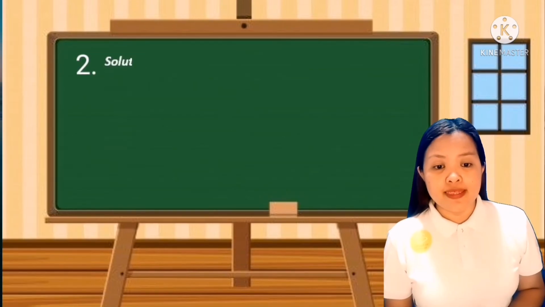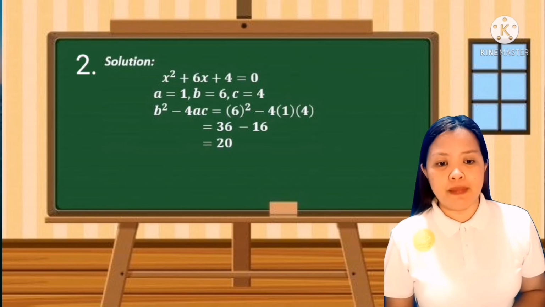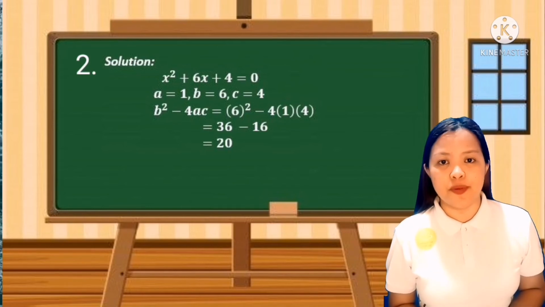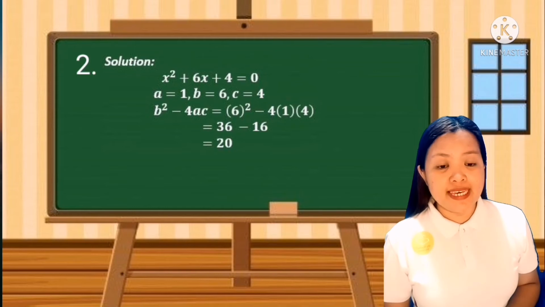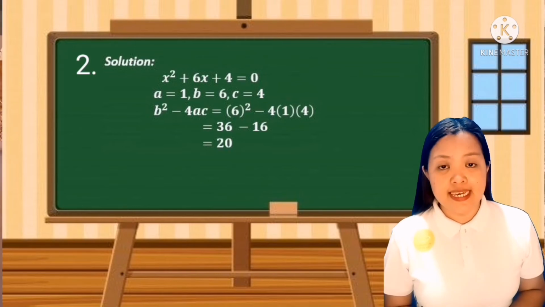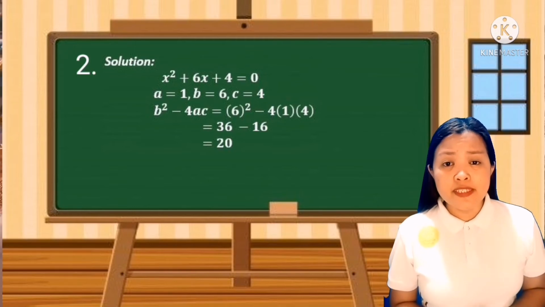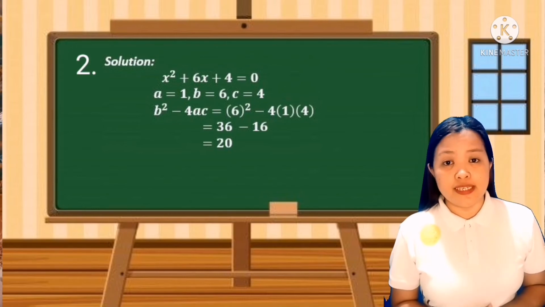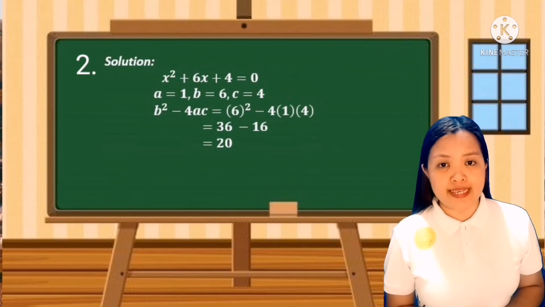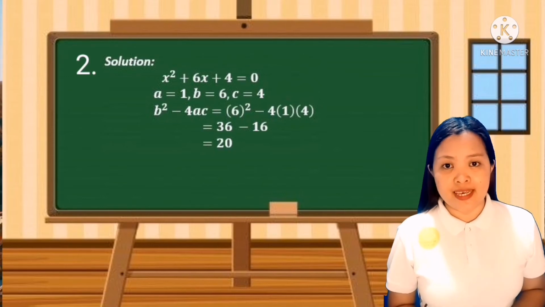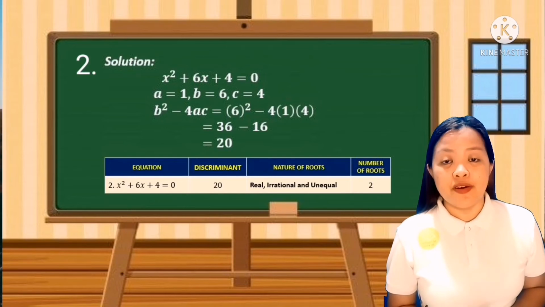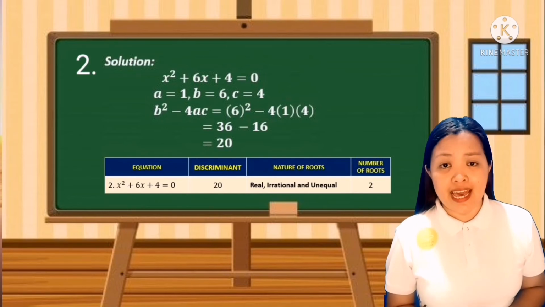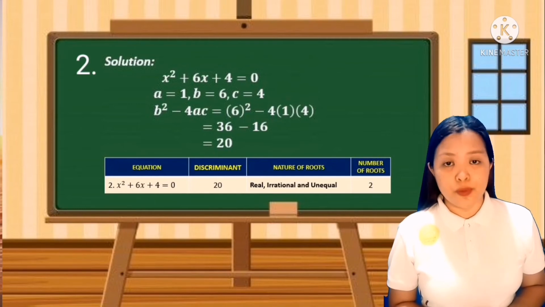Number 2, the given equation is x squared plus 6x plus 4 equals 0. Let us identify the values of a, b, and c. a is equal to 1, b is equal to 6, and c is equal to 4. Substituting to the given formula of the discriminant, b squared minus 4ac, the result is 20. Since the discriminant is 20, the nature of roots is real, irrational, and unequal. So the number of roots is 2.